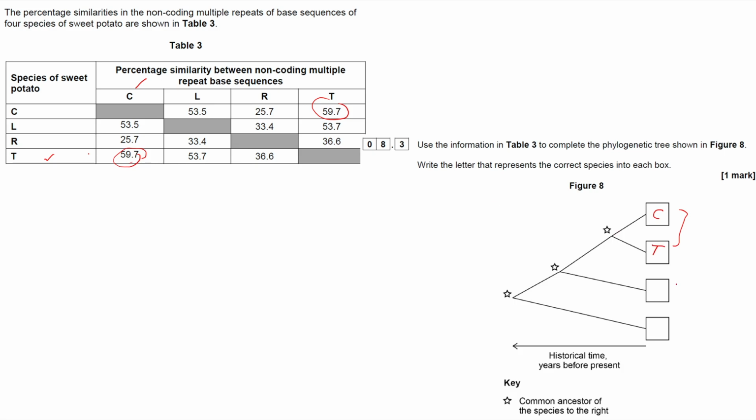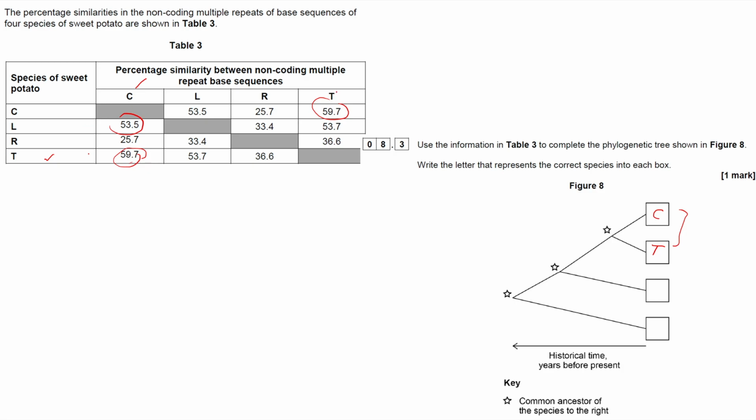Now we have 2 species left that should fill in here and here. Obviously the one that goes here is the one which is more similar to C and T, and the one which goes here will be the one which is least similar. So if you look at the similarities, the similarity between C and L is the next 53.5. So that means C and L are very closely related.